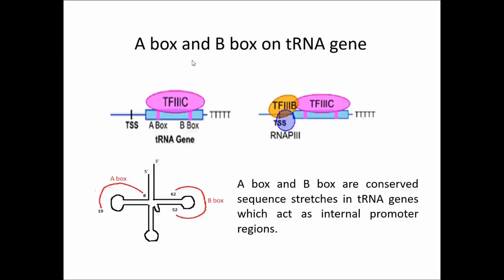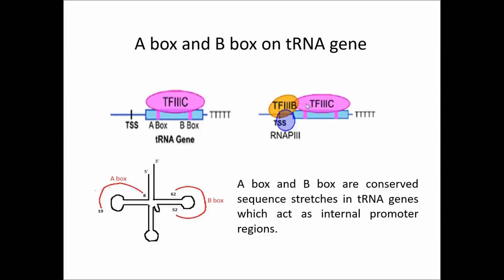Next about A box and B box on tRNA gene. This A box and B box are conserved sequence structures in tRNA genes which act as internal promoter regions, or in other words, internal control regions. During the transcription process, the transcription factor IIIC recognizes the sequence structures in A box and B box and binds to DNA at that site. This binding enables another transcription factor, IIIB, to come and bind to the DNA at this position.